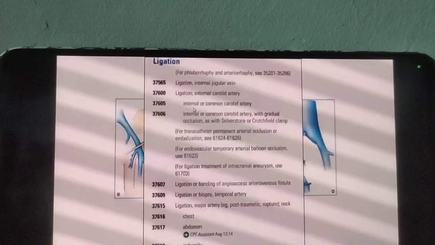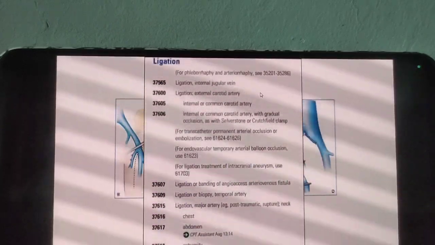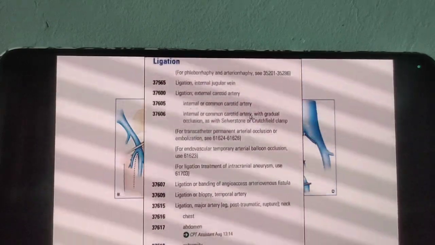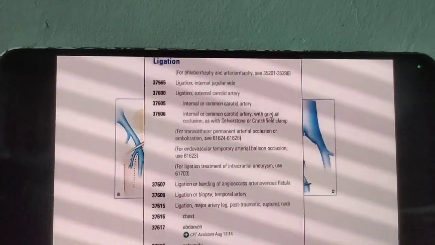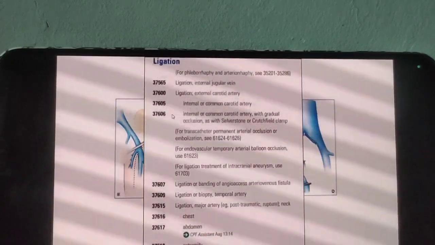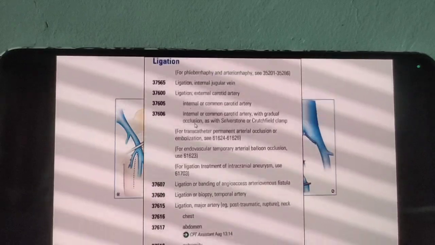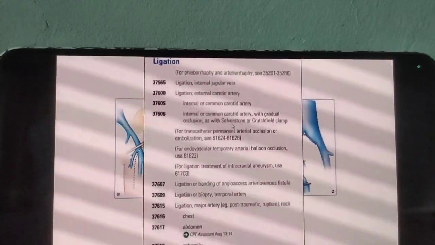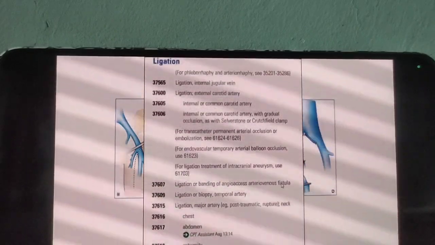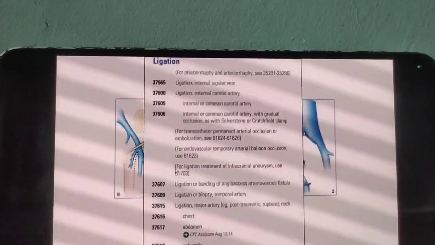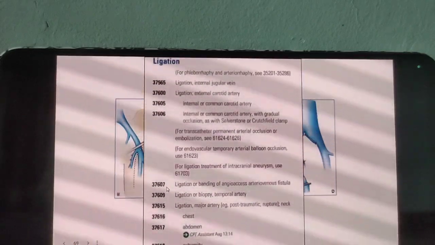Doctor makes a connection between the internal and common carotid, 605. For connecting the internal and common carotid for gradual occlusion, 606. So gradual occlusion is the key term. Then ligation of arteriovenous fistula, that is a key term for 607.